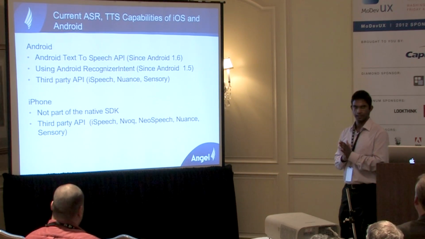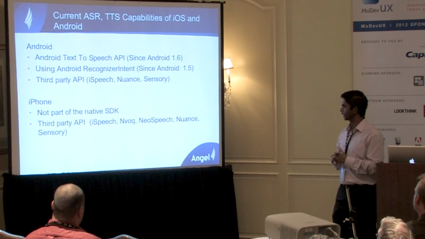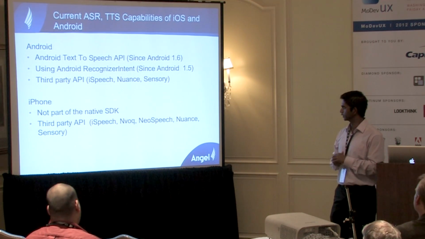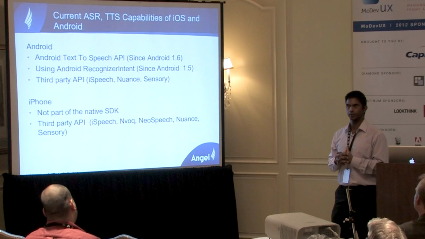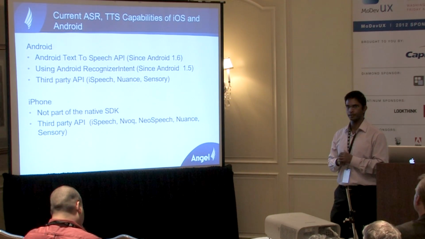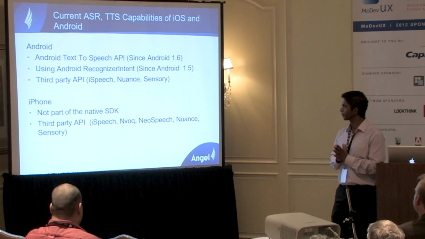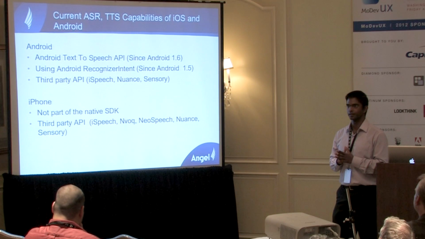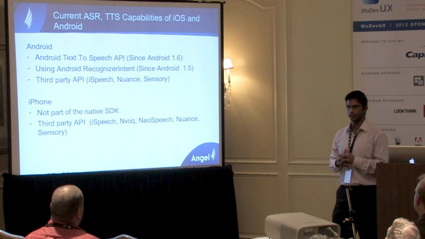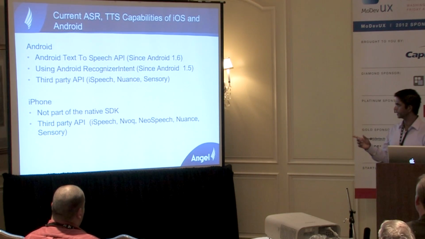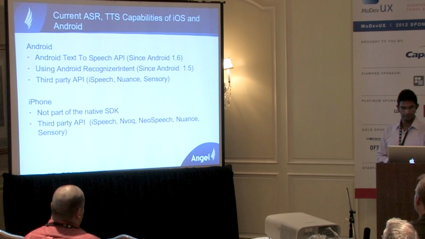And then of course there are third-party APIs. So Jonathan mentioned a couple of third-party APIs. So there's also one, in addition to what Jonathan mentioned, called iSpeech that can be used for TTS and ASR. And Nuance is of course a big player, both in ASR and TTS. And if you want to add voice capabilities on the iPhone platform, there is nothing that you get out of the box in terms of the native platform. So you have to use third-party APIs. And there are more third-party APIs for iPhone than Android.